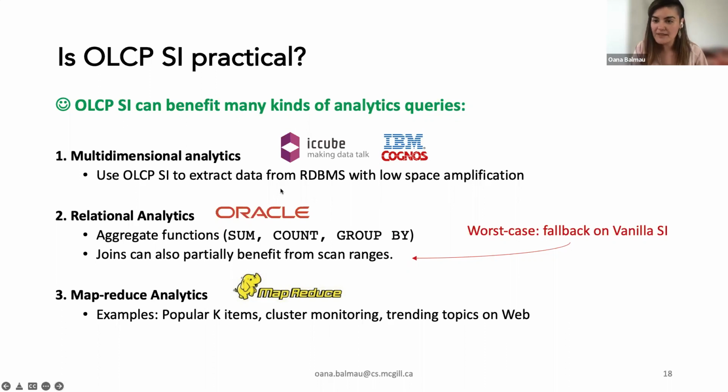Another interesting example where this could be applied is in multidimensional analytics. So if we think of databases that are working on these multidimensional cubes, the way the cubes are formed is typically by pulling from different kinds of relational databases and creating this special data format. So we think a nice way to extract the data from the relational databases with low space amplification could be through one of these OLCP queries. So the space is quite broad, even with these two constraints of out of order processing and reading exactly once.